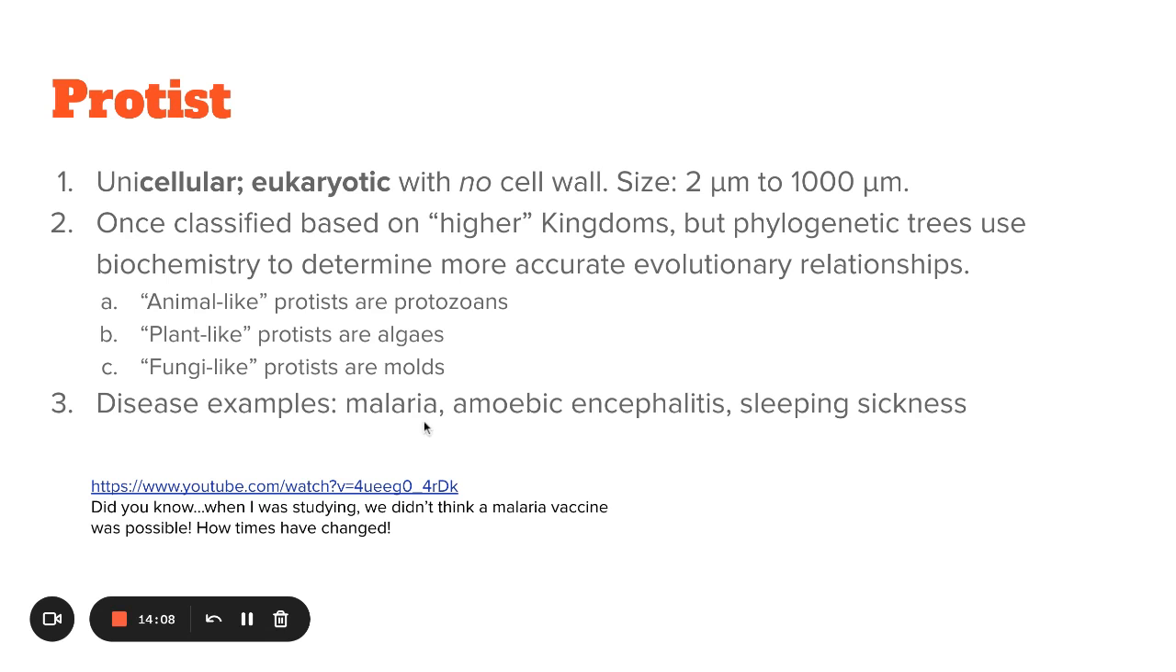Examples: malaria is a very, very prominent example of protists. Other ones are amoebic encephalitis, so the inflammation of the brain, and sleeping sickness. Obviously, malaria is a huge issue. And back in the days when I was studying, which is a really long time ago, we actually didn't think that a malaria vaccine was possible. But now we think that we may have found a malarial vaccine.